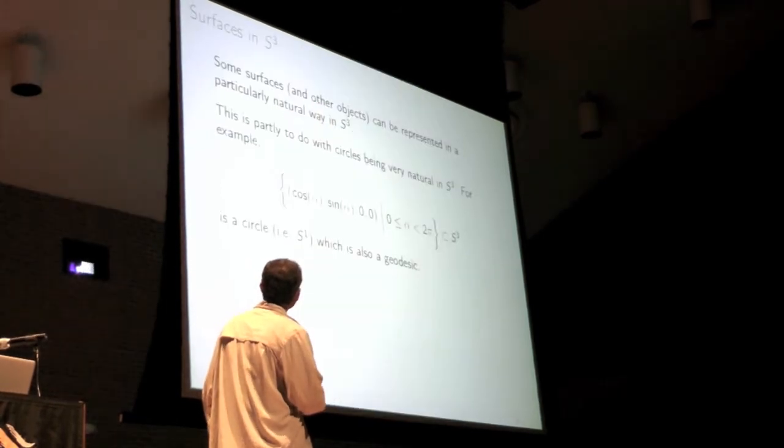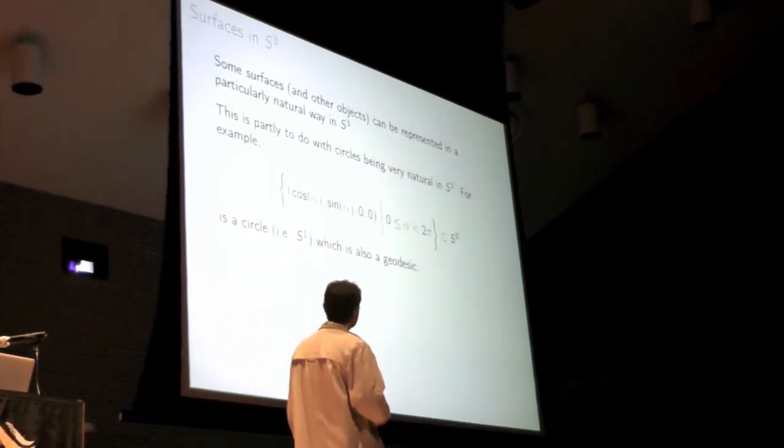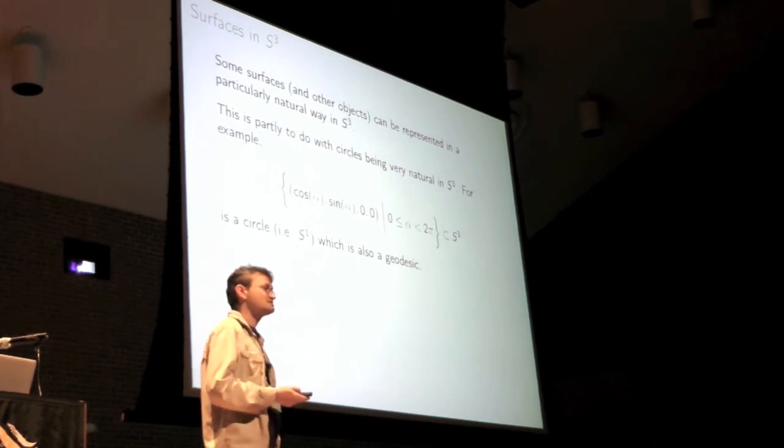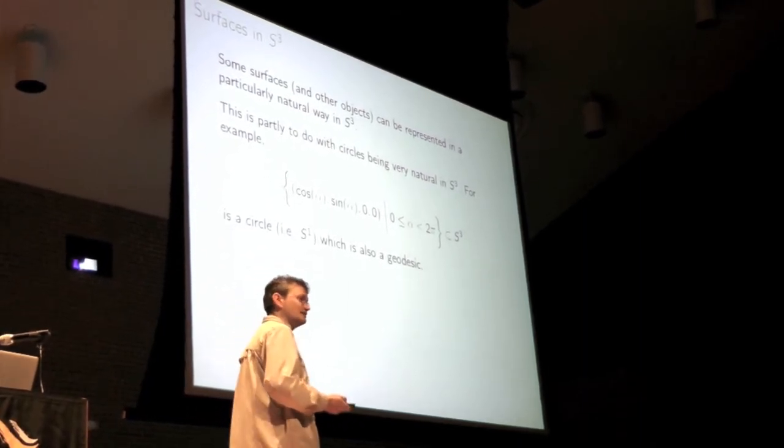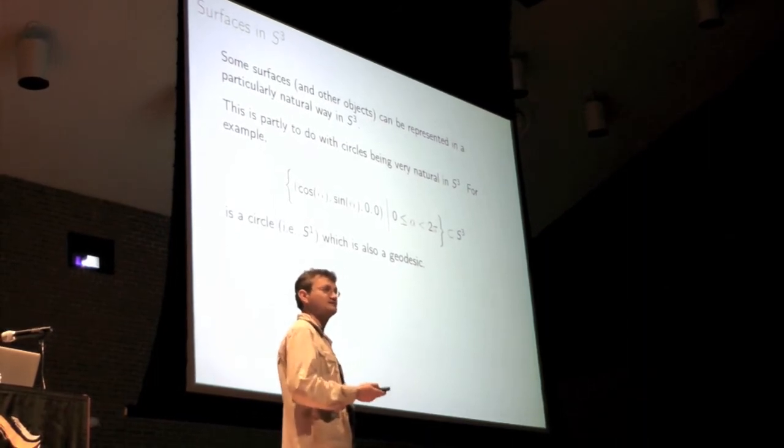Okay, so now let's move on to surfaces. So we've done with polyhedra. There are some surfaces and some other objects which you can represent in a really natural way if you take coordinates in S3 rather than in R3.